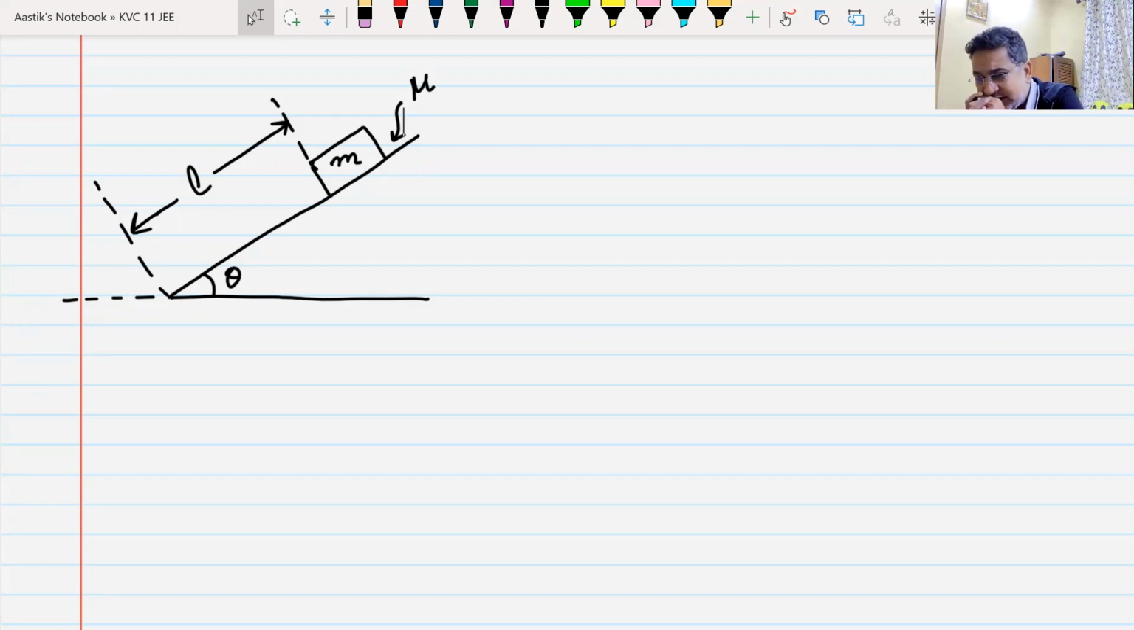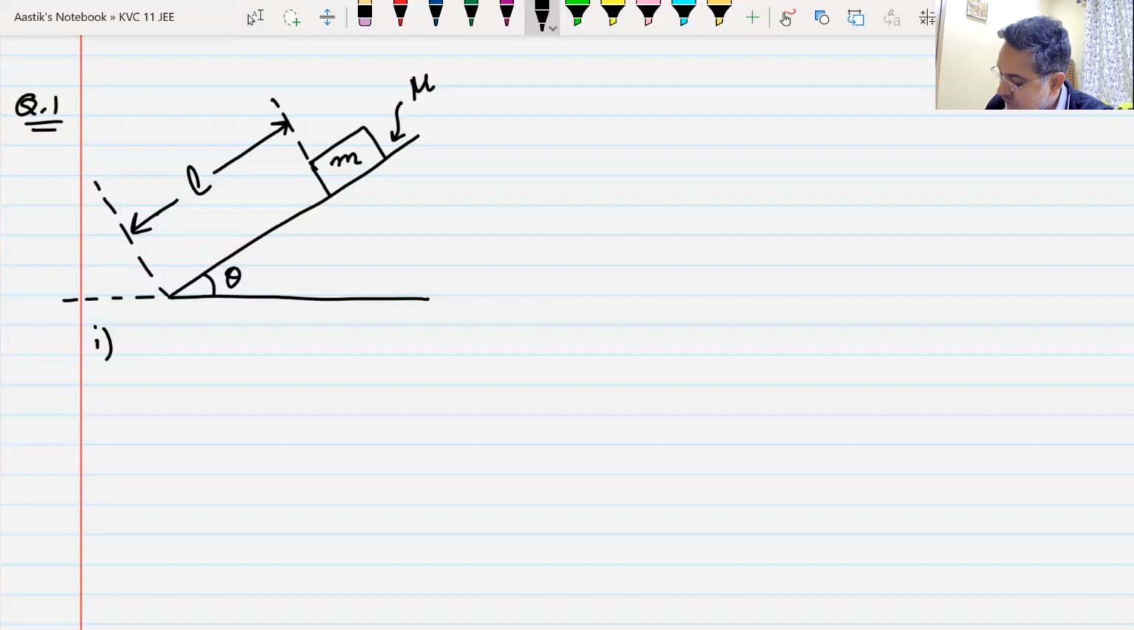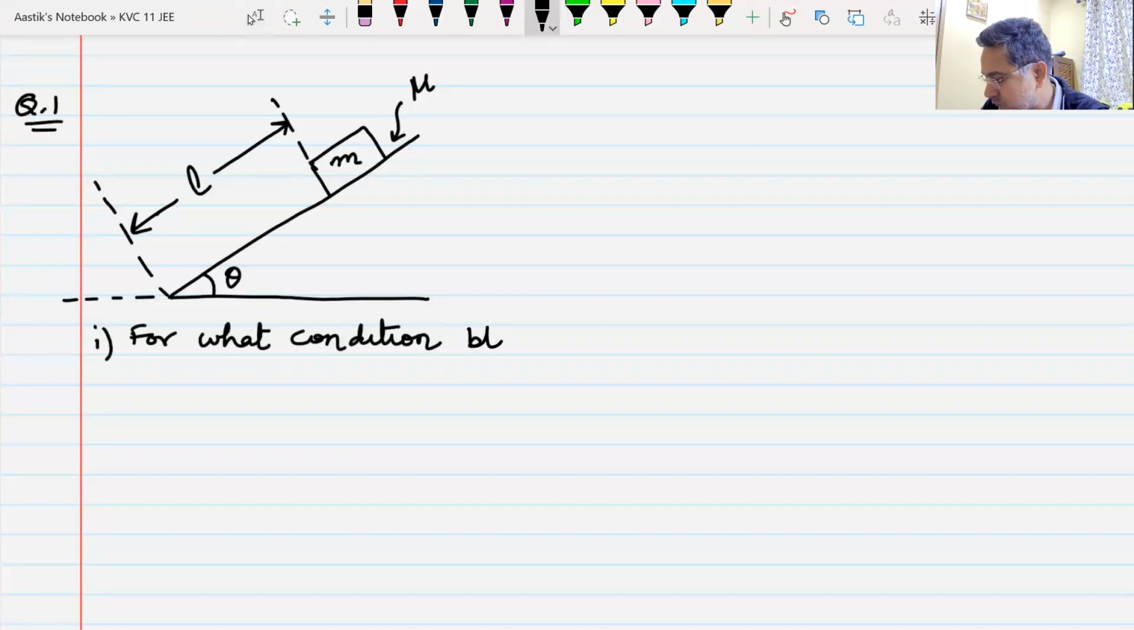Under what condition it will slide down? That is the first question. Question number 1. For what condition the block slides down? Anyone remembers it?